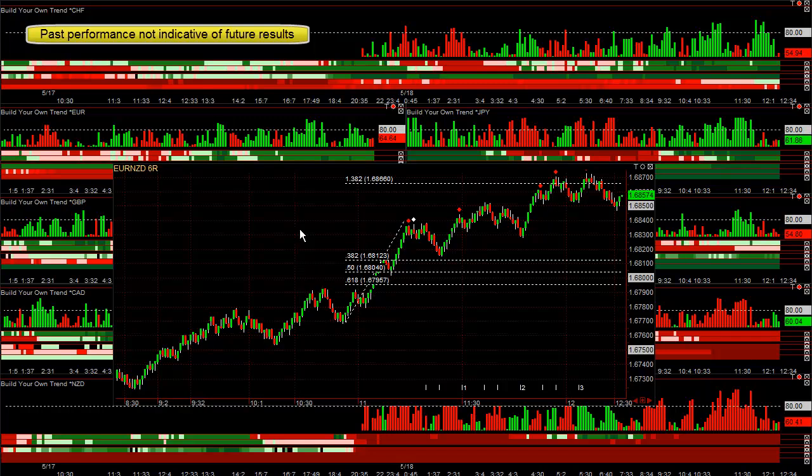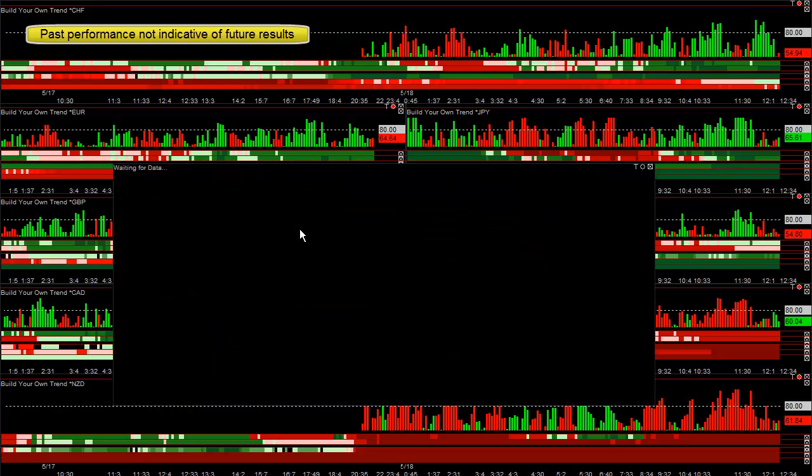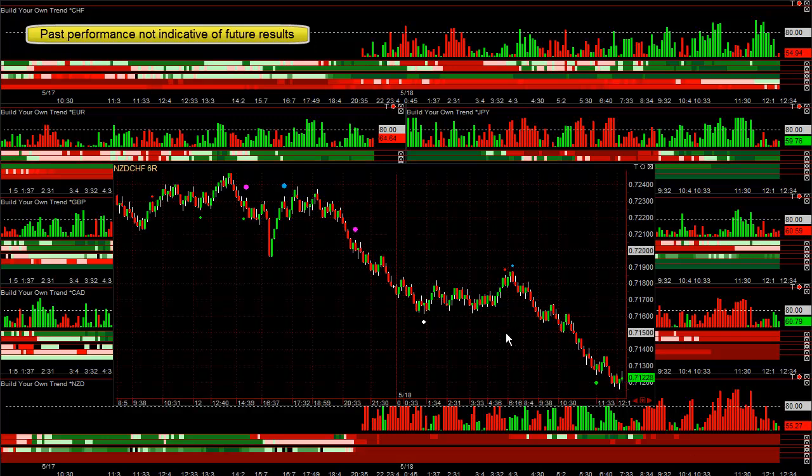Let's take a look at the New Zealand Swiss. So I did a pretty good job of finding the low here, the sell point here, and then it's gone down statistically too much. So even though the trend is clearly down, we're starting to show some counter trend signals. If you're looking to buy a currency, you don't want to be buying the absolute weakest one. So you might want to ignore this.